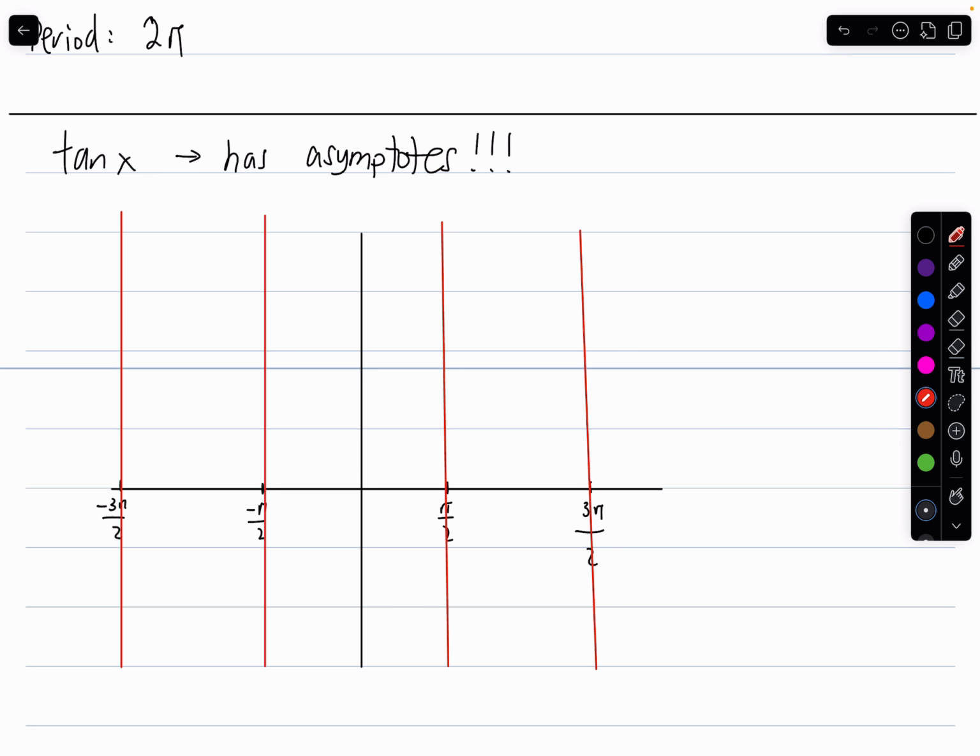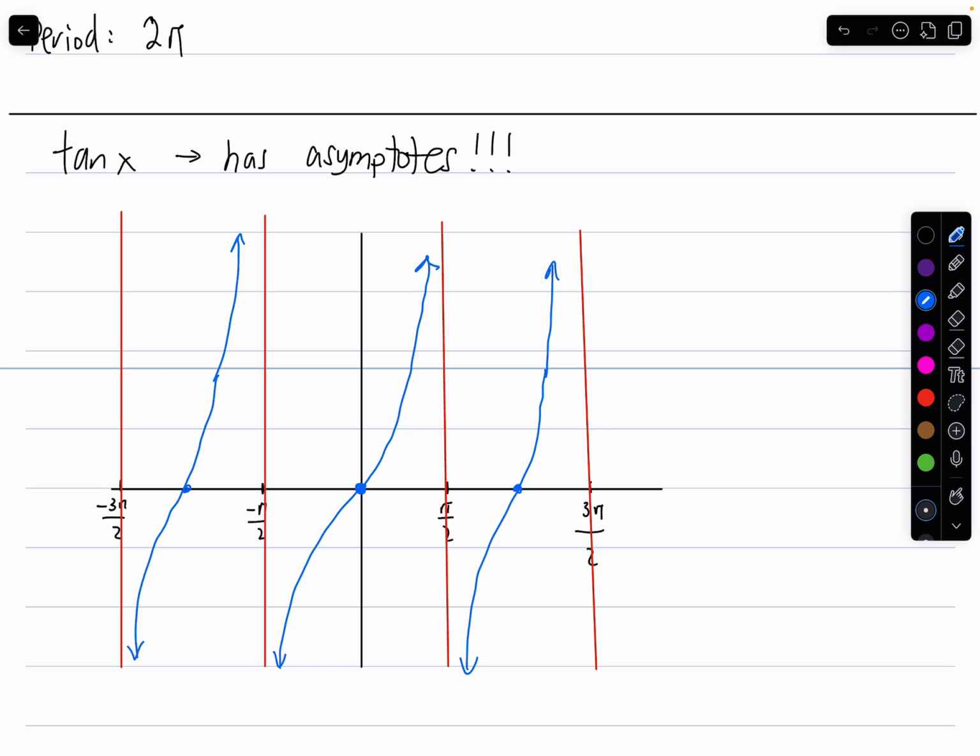Within these asymptotes, or these jail bars, you can think of them as jail bars, you're going to have a function that looks like this. It's going to be like a swiveled function, and it's just a repeating pattern of these swiveled functions. Obviously the middle one starts at 0, but the one on the right will start at pi and the one on the left will start at -pi.